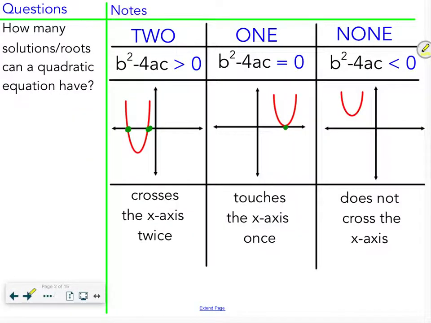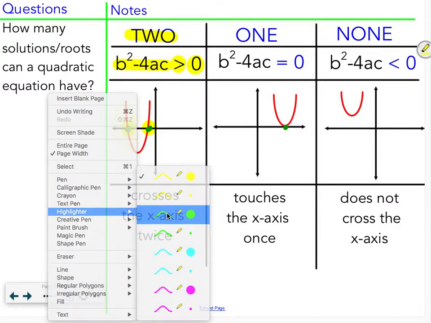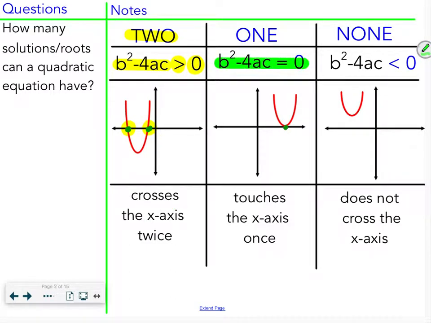So if we use the equation b squared minus 4ac and we get an answer greater than 0, that means there are 2 solutions to our quadratic formula, meaning our parabola crosses the x-axis twice. If we get an answer of 0, that means our quadratic has 1 solution, meaning it touches the x-axis once. If we get an answer smaller than 0, that means our parabola has no solution, so it does not cross the x-axis, so no solutions.